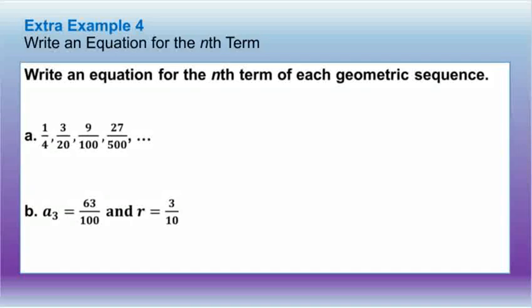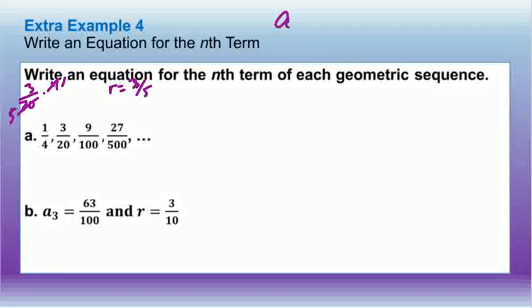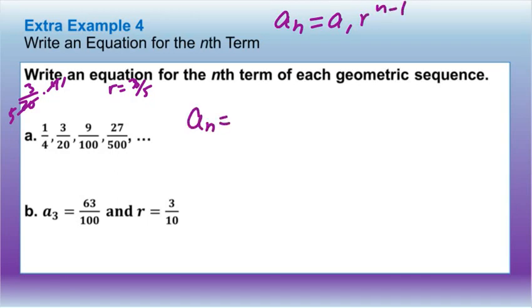Next, write the equation for these sequences. So to find the common ratio, we have 3 over 20 times 4, which will give us 3/5. So the common ratio is 3/5. Again, I want my equation to be a subscript n equals a subscript 1 times r raised to n minus 1 power. So I have a subscript n. The first term is 1/4. Common ratio is 3/5 raised to the n minus 1 power.